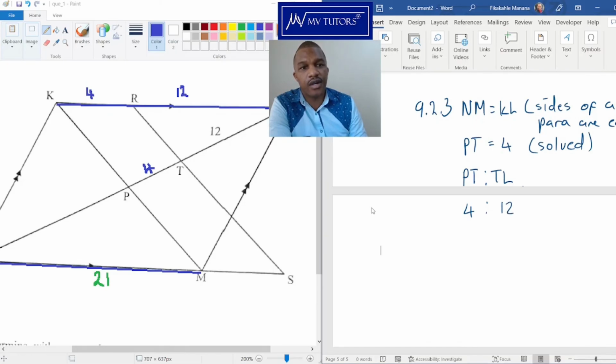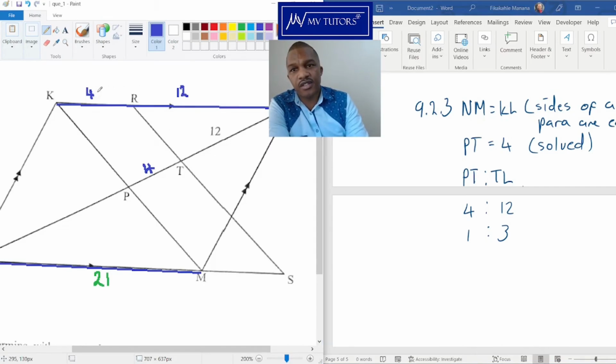Okay, I can simplify this further if I want. So 4 divided by 4 is 1. 12 divided by 4 is 3. Okay, so essentially the ratio is 1 is to 3 between these two. And just remember this side, this is a ratio, it's not an actual amount, and it's actually 1 is to 3.